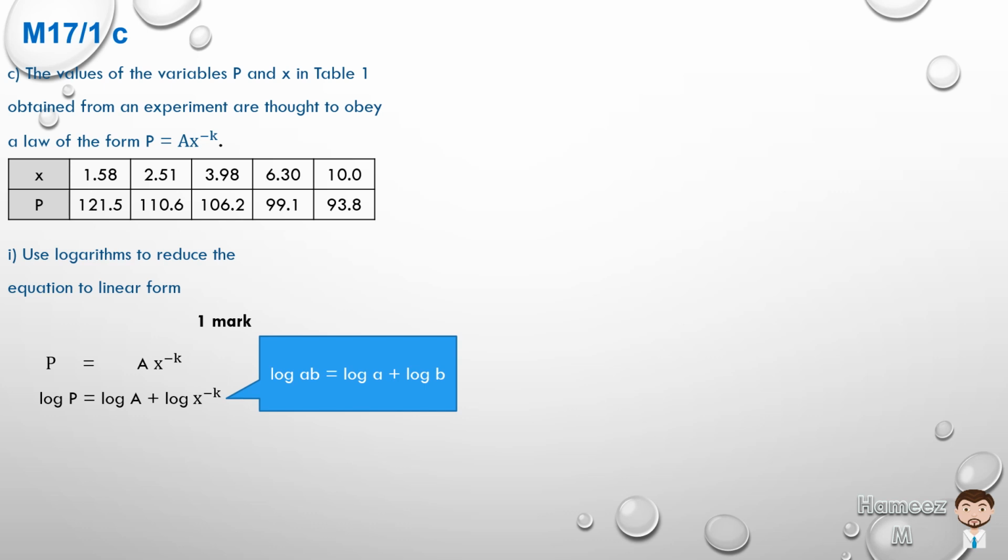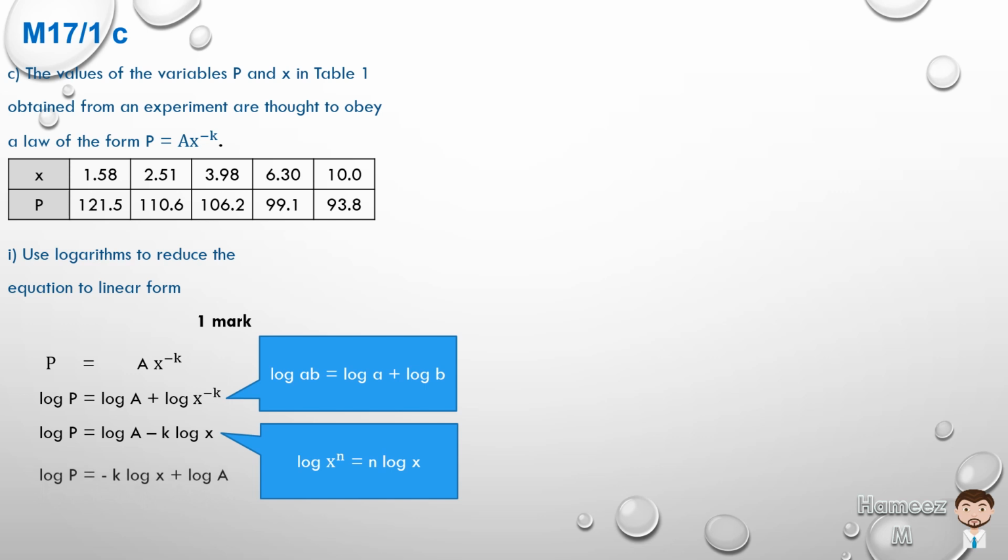And now we can apply the rule where if we have log to a power or an index, we can bring the index in front. Meaning log x to the power n is equal to n log x. So if we write this line, it's going to give us log p is equal to log A minus k log x. And let's rewrite it. So it's going to give us log p is equal to minus k log x plus log a.